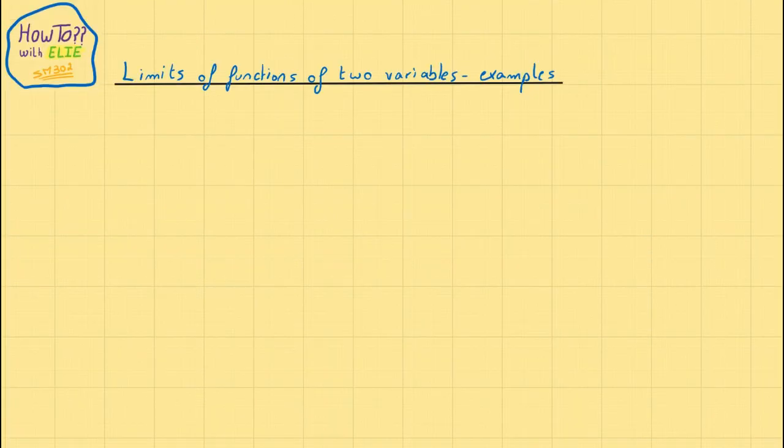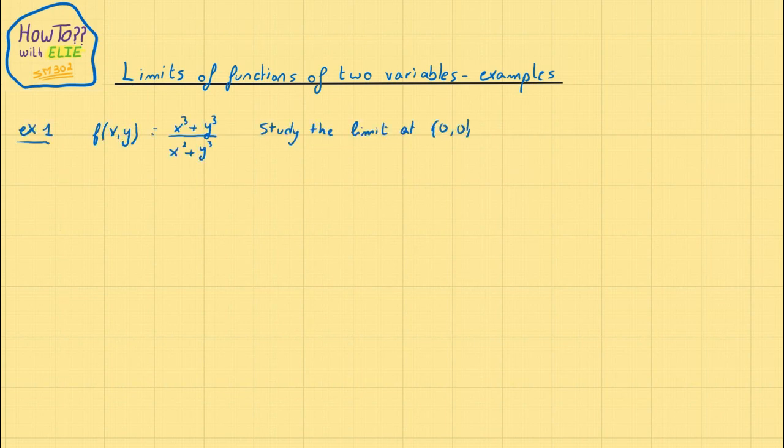Hello, in this video we'll present some examples about how to calculate the limits of functions of two variables. So we take the first example, f of x,y equals (x^3 + y^3) over (x^2 + y^3), and we need to study the limit at the point (0,0). Of course, the domain of definition of this function is R^2 deprived of (0,0), so we need to study the limit at a point that is not in the domain.